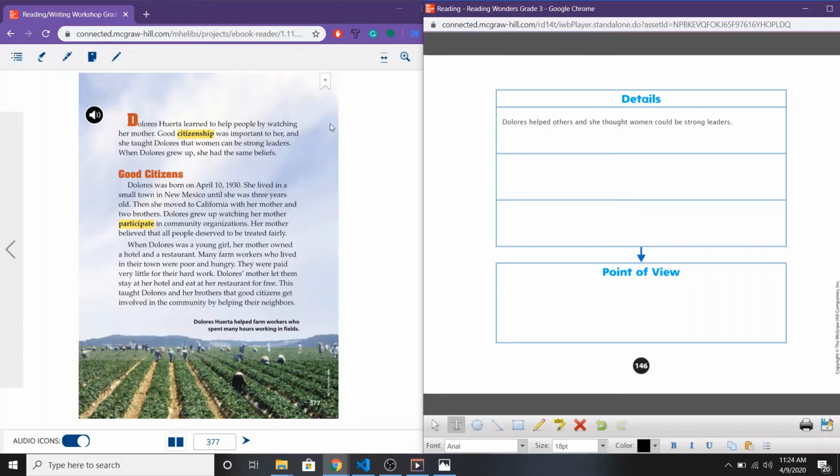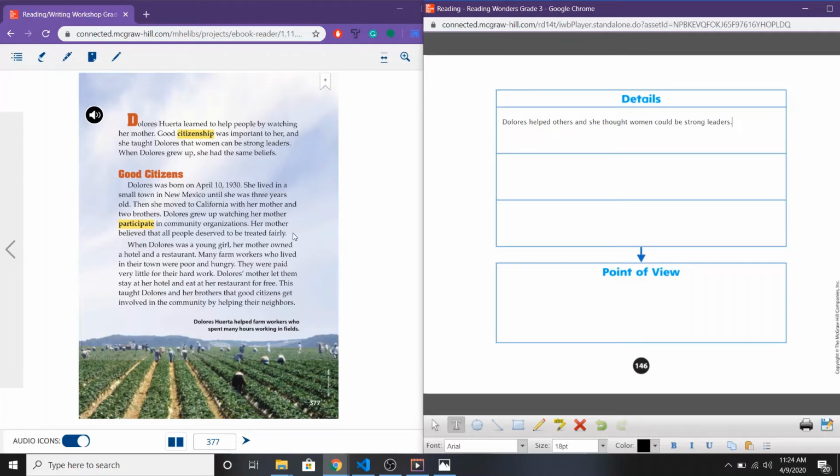All right, I'm going to go ahead and continue reading now. Good citizens. Dolores was born on April 10th, 1930. She lived in a small town in New Mexico until she was 3 years old. Then she moved to California with her mother and 2 brothers. Dolores grew up watching her mother participate in community organizations. Her mother believed that all people deserved to be treated fairly.